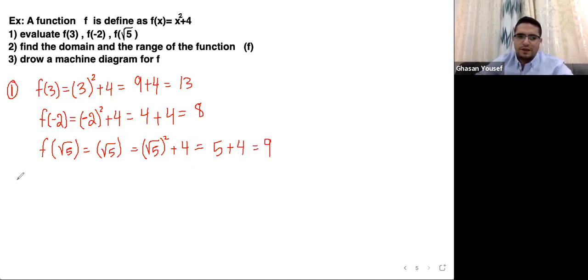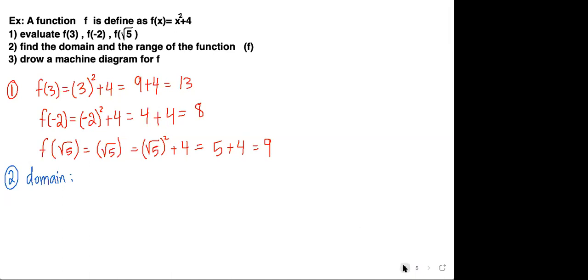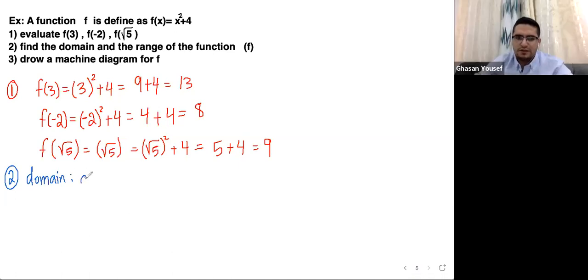Correct. Now, question number 2. Find the domain and the range of the function f. What is the domain? As we defined it in the previous slide. What is the definition of the domain? The x values. All possible x values. All possible, not any x values. The possible x values. All possible input.